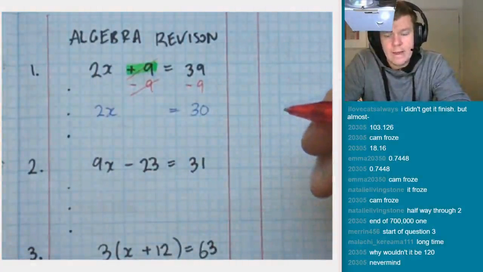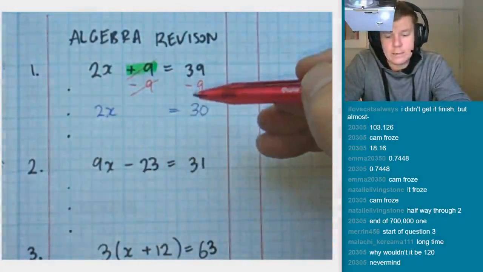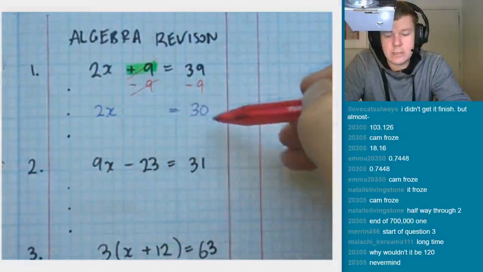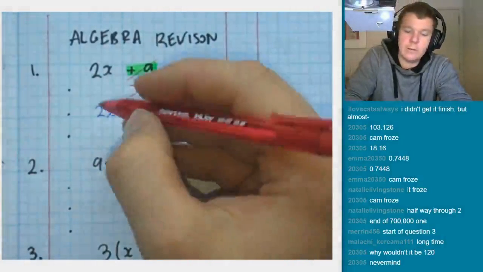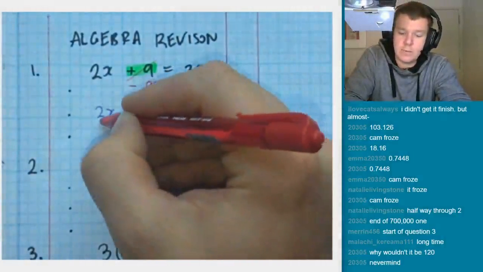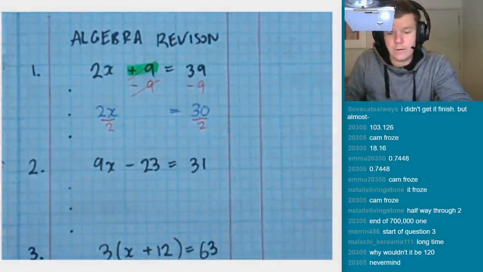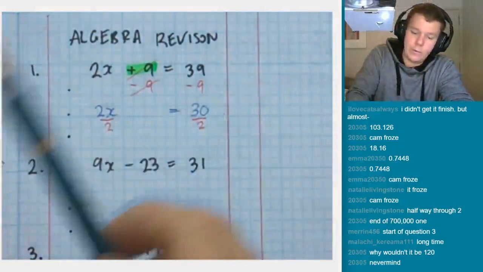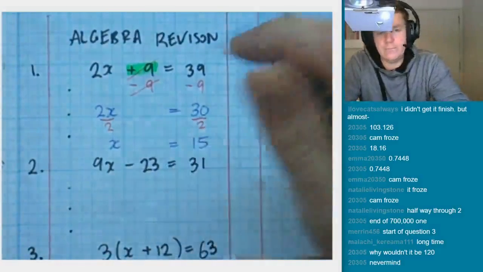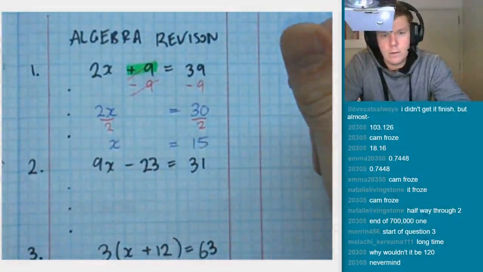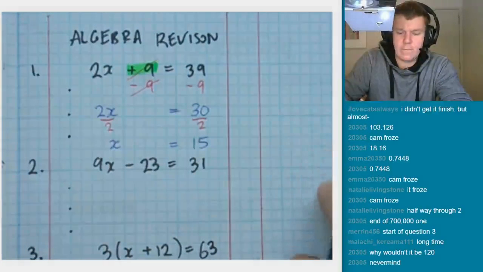Alright, now we want to know what 1x is. We know what 2x is, so 2 times x is 30. So if we do 2 times x divided by 2, and then we divide by 2 on the other side, then we will get x equals 15. So that's our final answer.